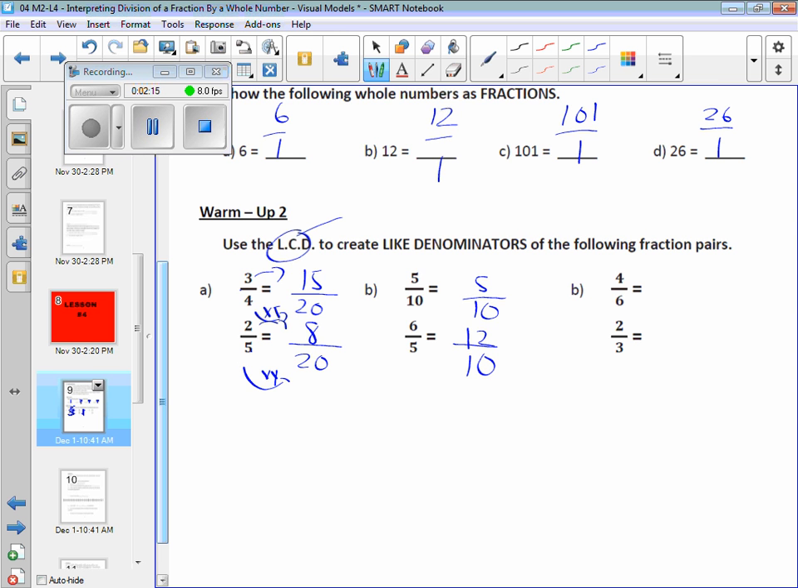Good. I got a question for you. Did anybody, oh, you can't do it with that one. Next one you can. On this one, first, what's the lowest common denominator? There's two ways of looking at it.